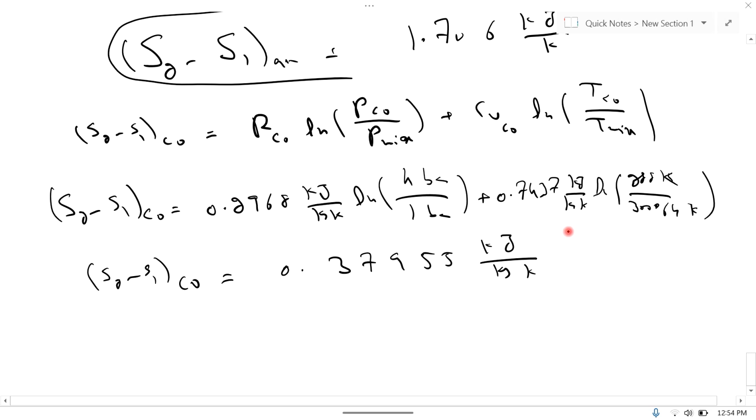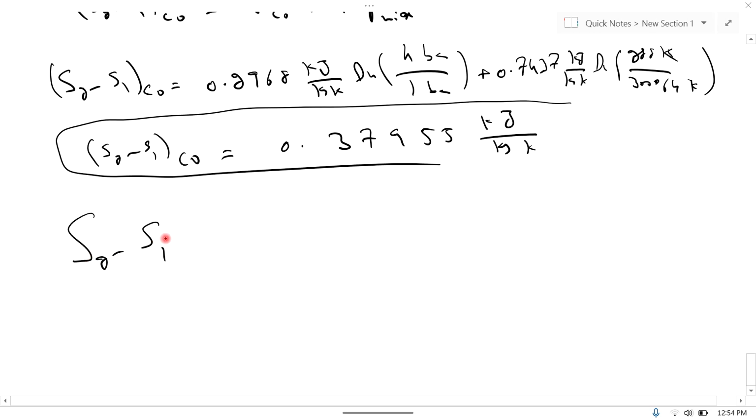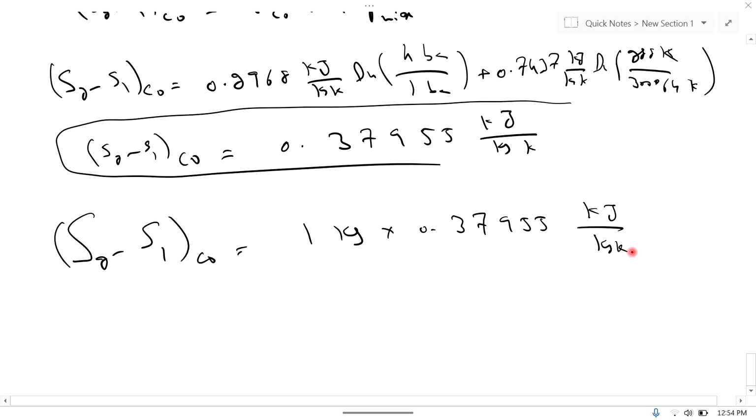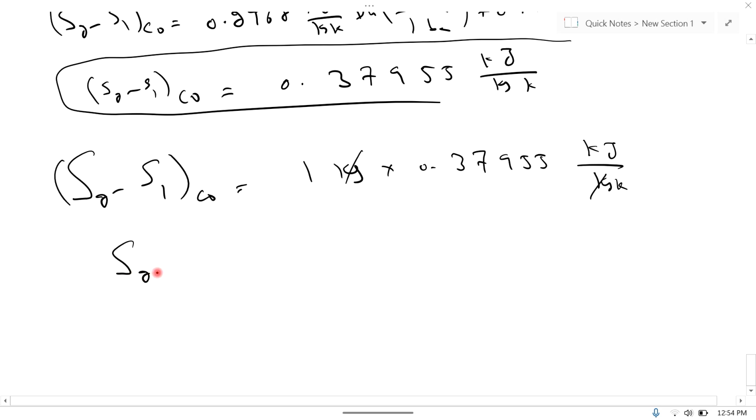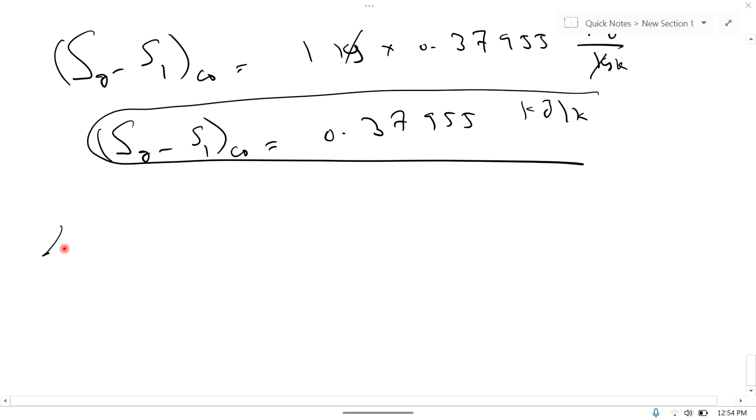Now total entropy change is S2 minus S1 per carbon monoxide multiplied by mass. Mass is 1 kilogram multiplied by 0.37955 kilojoule per kilogram per Kelvin. Kilogram will be cancelled with kilogram. So total entropy change in carbon monoxide is 0.37955 kilojoule per Kelvin. Now entropy change of the mixture.